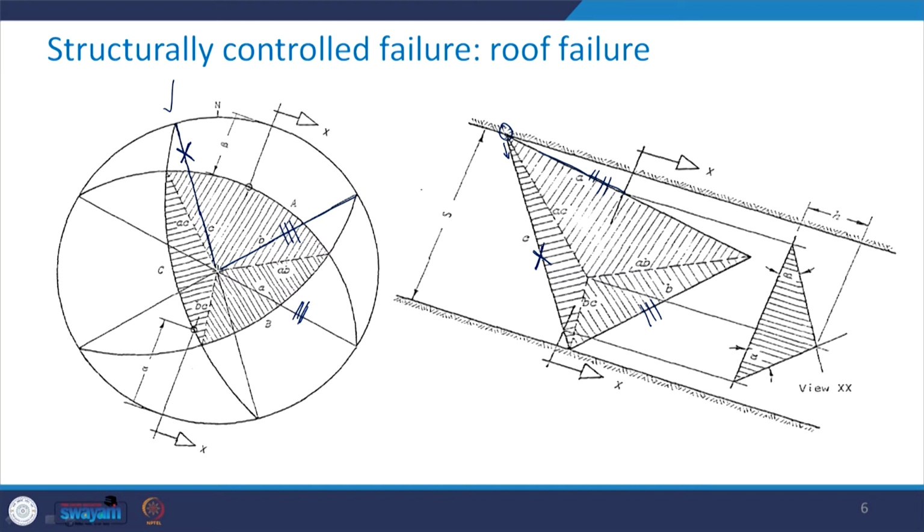So, this will intersect the plan, the dimension of the tunnel at this particular location, and from this point you draw a line parallel to this line to this part of the figure, and wherever this line and this line will intersect, that will give you the third point of this triangle.